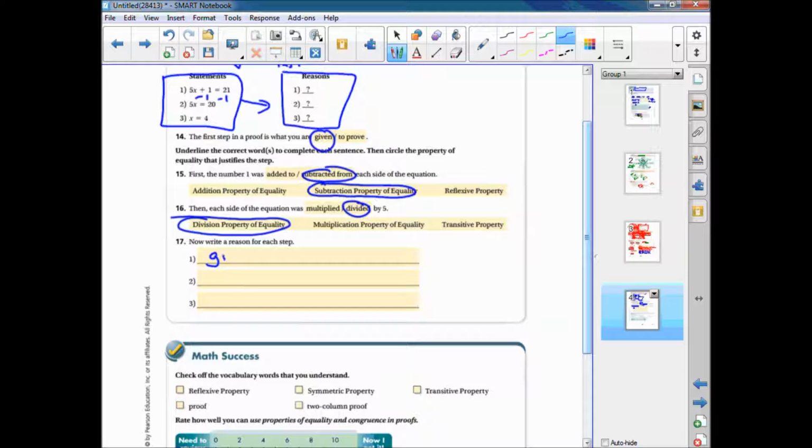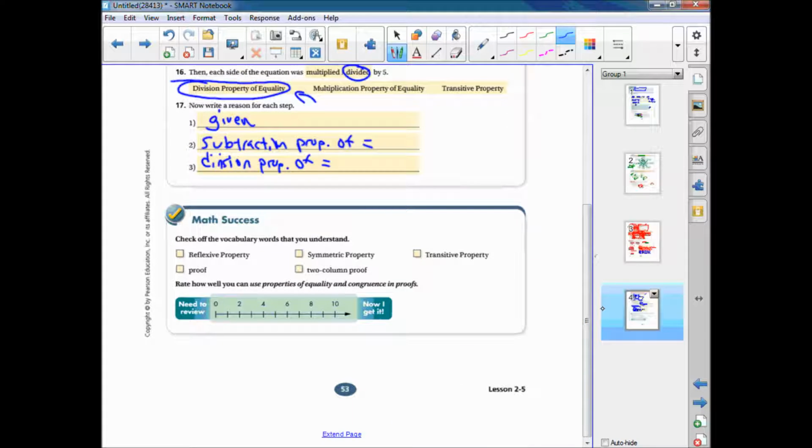Well, reason 1 should be the given. We were given that equation, 5x plus 1 equals 21, and asked to solve it, or prove that x equals 4. And then our second step, what do we use for our reason? Subtraction property of equality. And our last step, we had to use the division property of equality to make it work out. Okay. All right. At the end, math success.